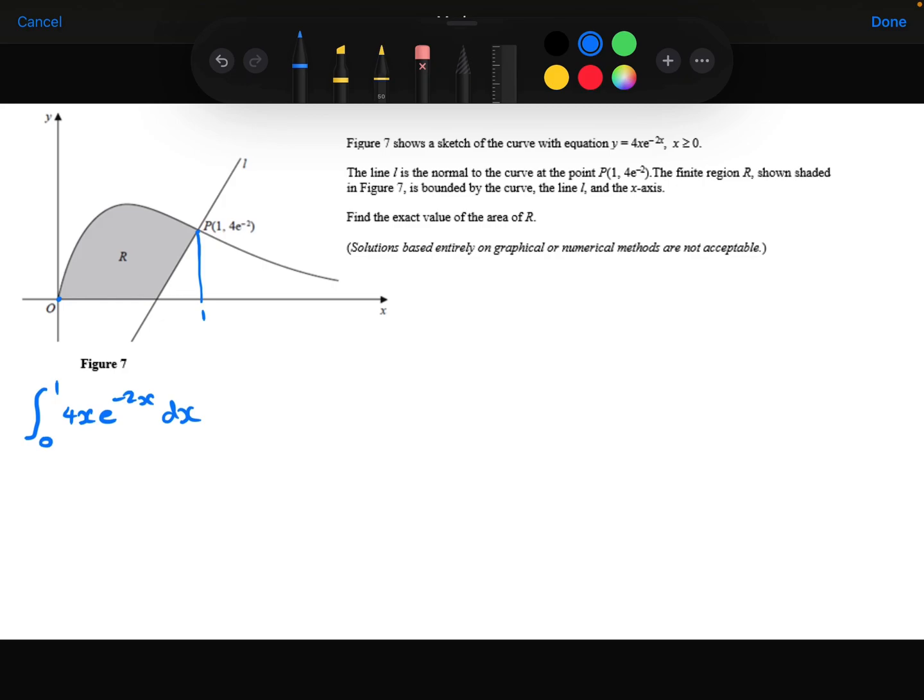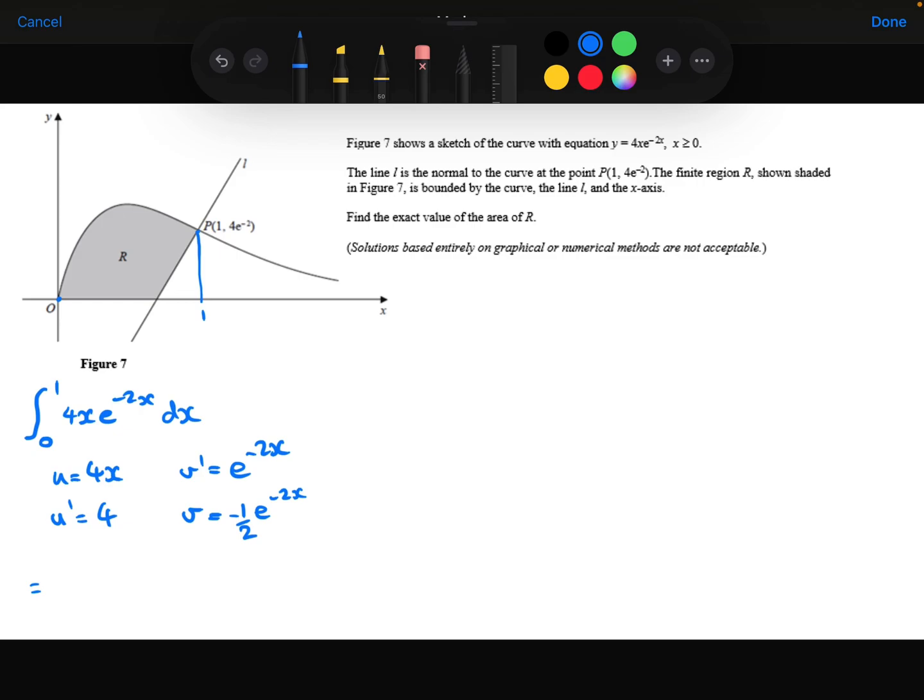Now to do this, we're going to need to use integration by parts. So I'm going to let u be equal to the 4x, and I'm going to let v dash be equal to the e to the minus 2x. Differentiate the 4x, integrate the e to the minus 2x, and then apply the by parts formula.